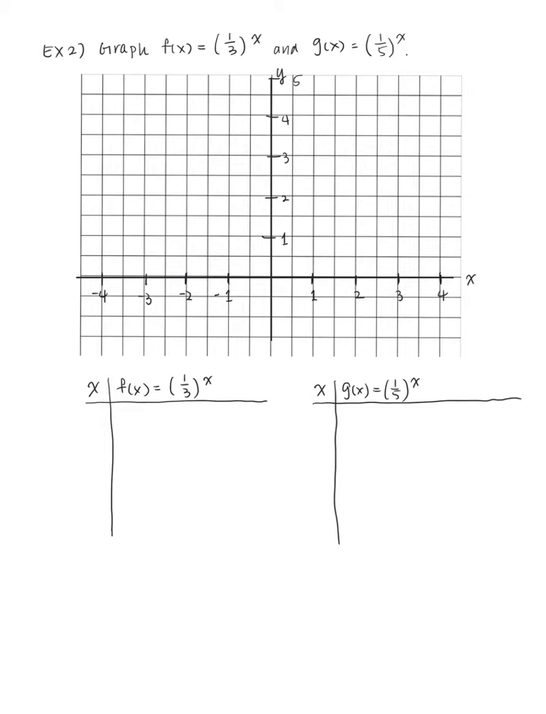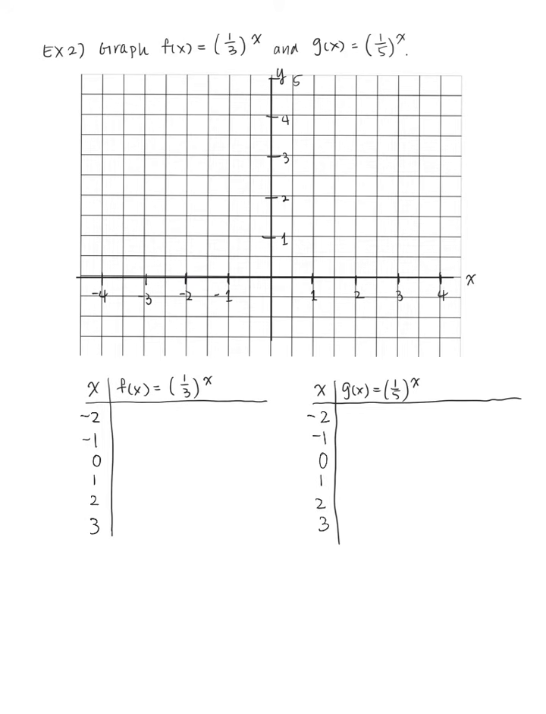I'm going to pick some random x values, then write down the corresponding y values. But let's just keep it the same as example 1. So the x values that I'm going to pick are -2, -1, 0, 1, 2, and 3.